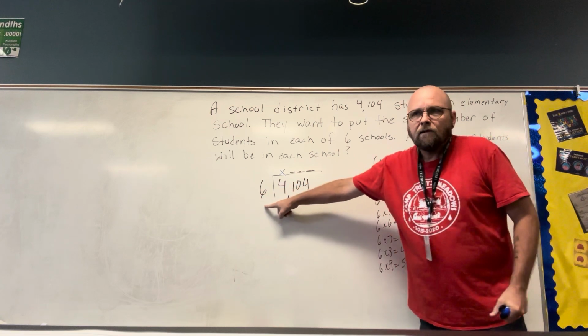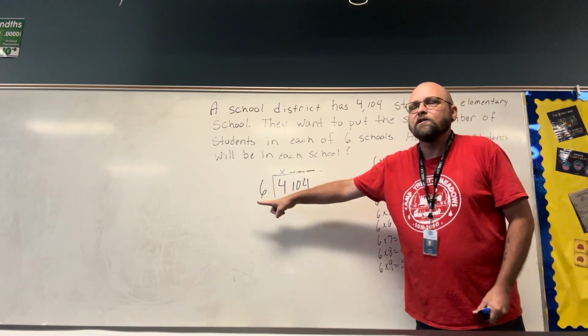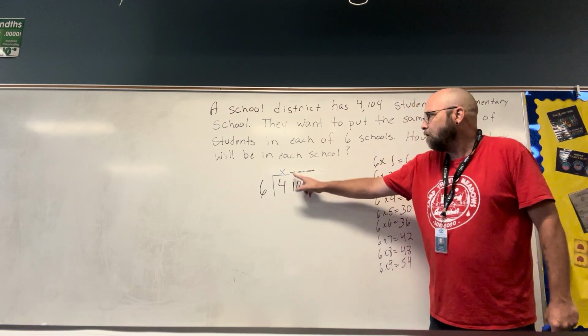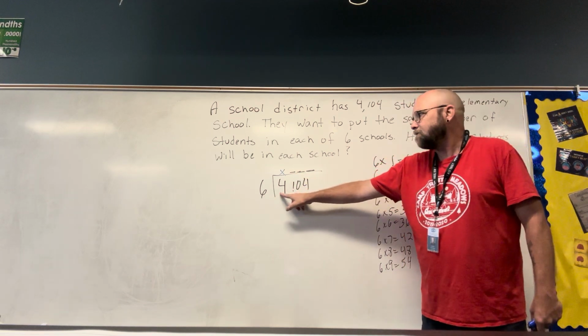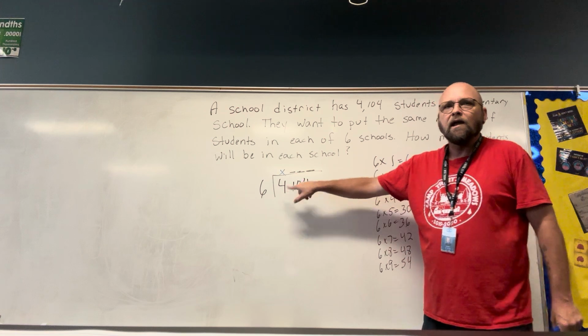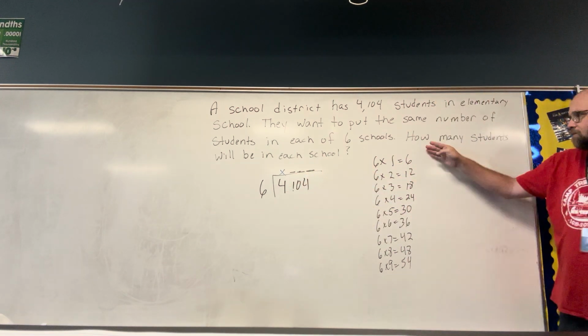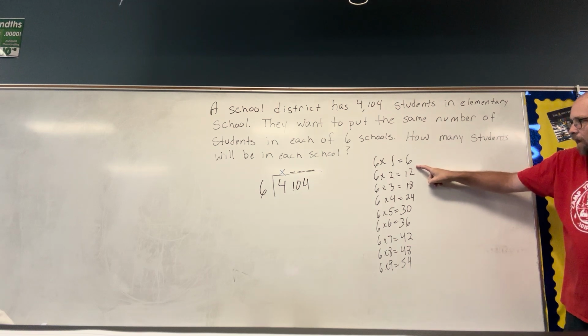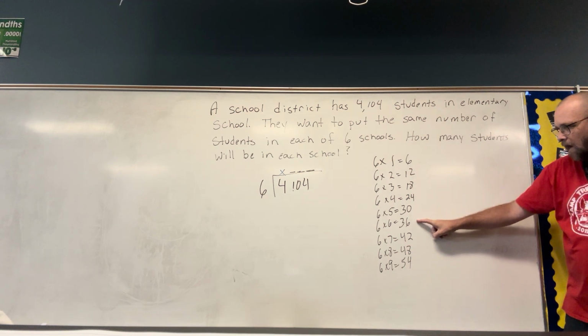Now I see, and if you work with me, this division is going to be easy. I see I'm taking 6 into 41, because it doesn't go into 4, so it has to go into 41. I come back here and I look at my list. I'm looking at my products, and I want to see how close to 41 I can get.